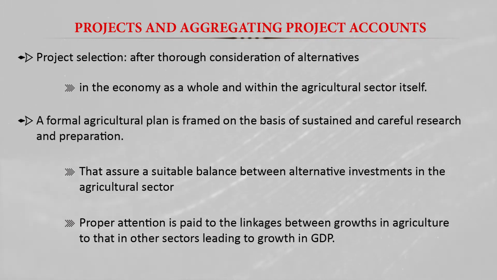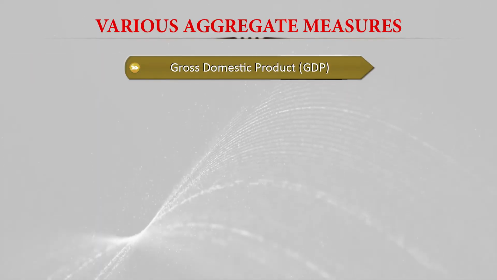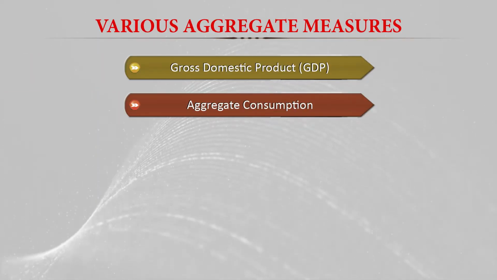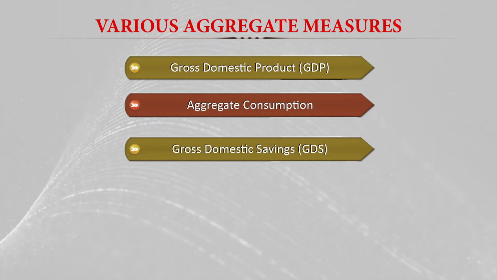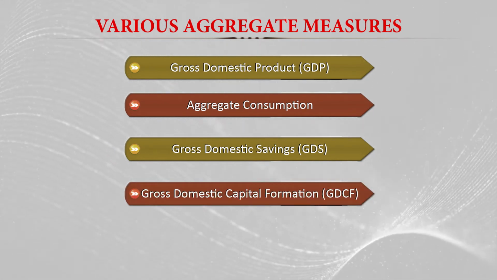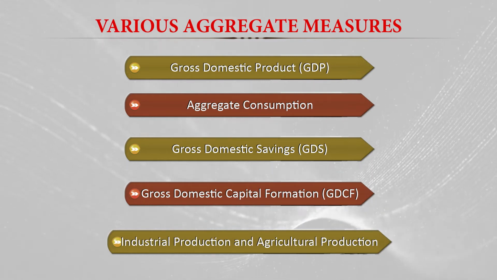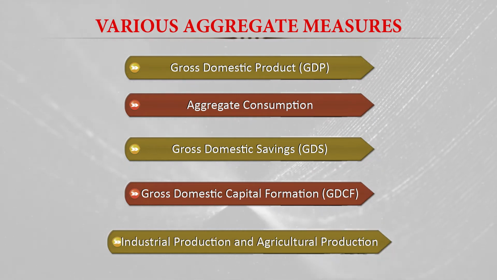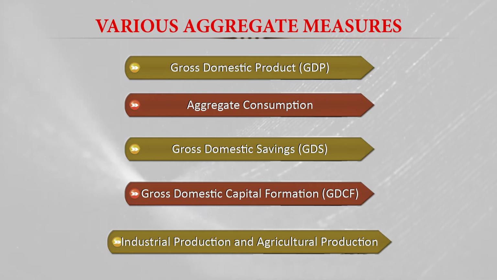And there are various aggregate measures of the national income, like gross domestic product, the aggregate consumption, gross domestic saving, and then gross domestic capital formation and other measures, and then industrial production or aggregate production. These are the different aggregate measures of the national income, you can say.